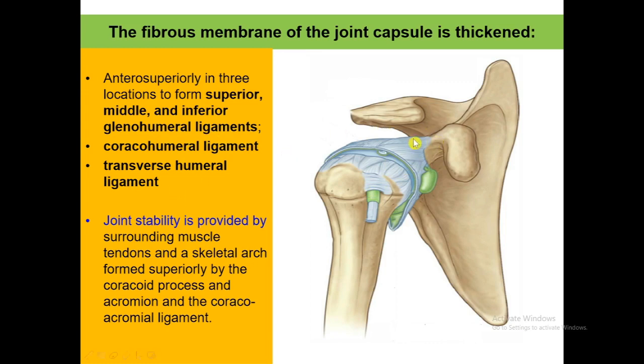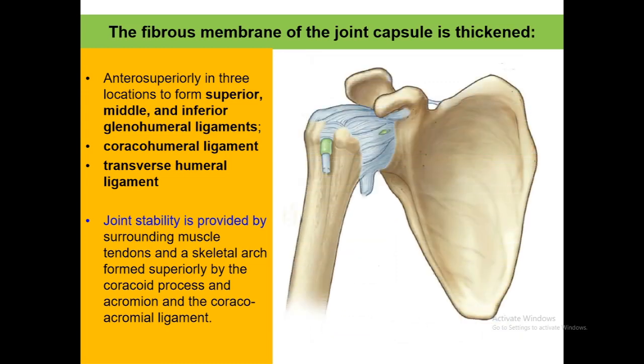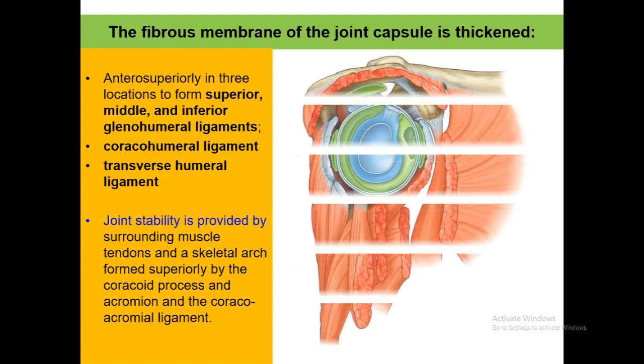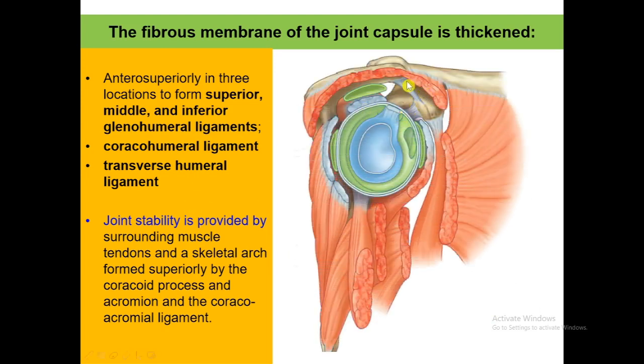The ligament that comes from the coracoid process to the humerus we call the coracohumeral ligament. After that, we have the ligament that holds the long tendon of the biceps muscle here, the transverse humeral ligament. Joint stability is provided by the surrounding muscles, tendons, and a skeletal arch formed superiorly by the coracoid process, the acromion, and the coracoacromial ligament. At this place, the ligament present is the coracoacromial ligament. We can see it in this picture.